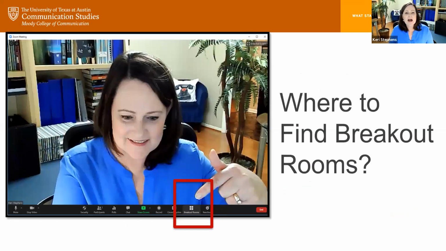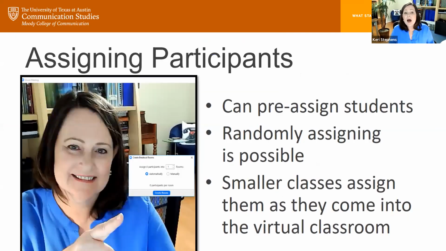So where do you find breakout rooms? Well, I did a screenshot of me pointing to where the breakout rooms are so that you can see where that little icon is in Zoom. So what are the options that you have? The first thing I would suggest you do is think about how you want to assign participants. In one of the boxes, you actually have the option to pre-assign your students, and that is when you're actually setting up your entire Zoom class meeting for that day.